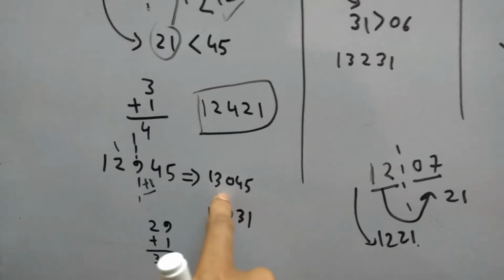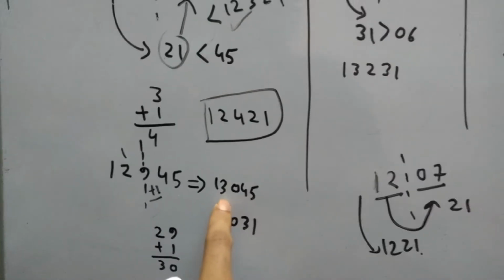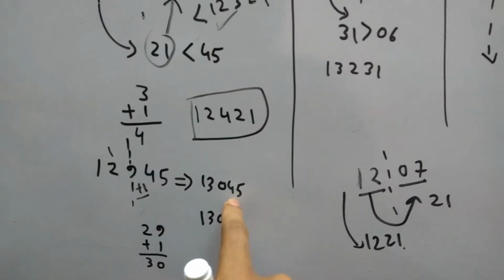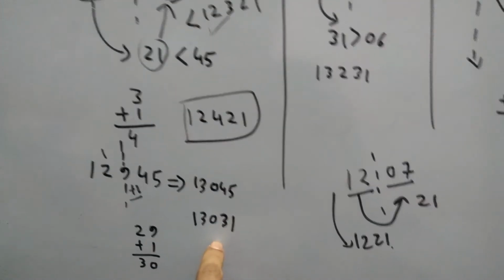13045. This new number becomes this. So how do we make this into a palindrome? We will take 13, reverse it, and replace the 45 with 31. So now we can see it becomes a palindrome. So this is for the odd length.